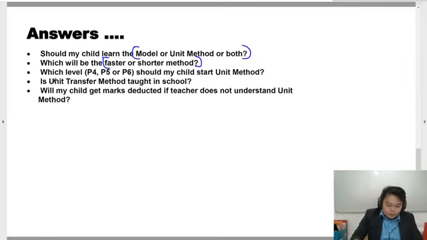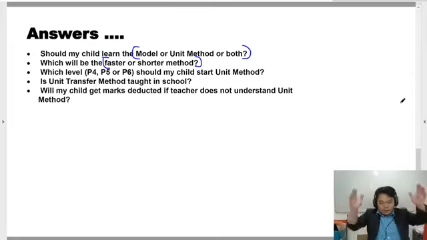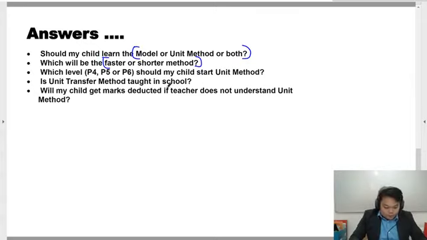At the same time, for unit transfer method, what we do is we tabulate all the information and organize it first, so that it's easier to retrieve the information and process it from there. So it's very similar in logic to what the school is doing. The presentation may be different. Okay?